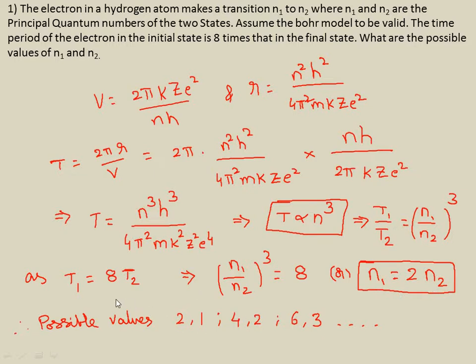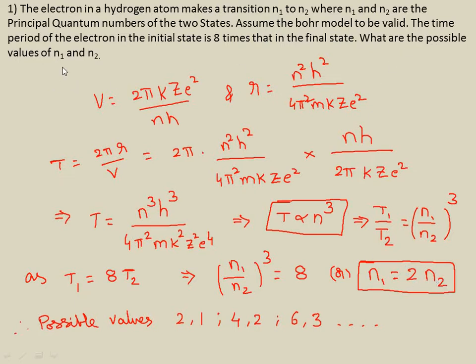Are you getting the point here? T1 equal to 8 T2, so T1 by T2 equal to 8 is to 1. So (n1 by n2) whole cube is equal to 8, which implies n1 by n2 equal to 2, and I can write it as n1 equal to 2n2. This is a very interesting and required result, so understand this relation carefully. Keeping the n2 value, we can get n1 here.